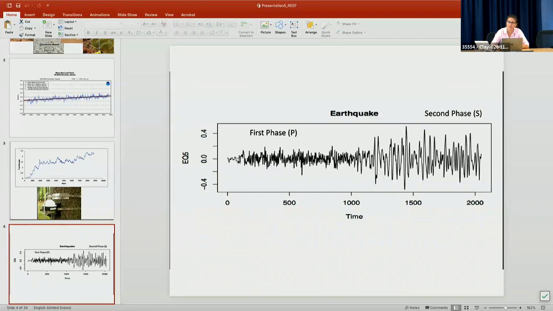And it has a time series. Again, time is here, and this time it's in seconds. And here is the change on the seismograph, and we have these vibrations at first and then some bigger vibrations. So we have a first phase of the earthquake and a second phase.